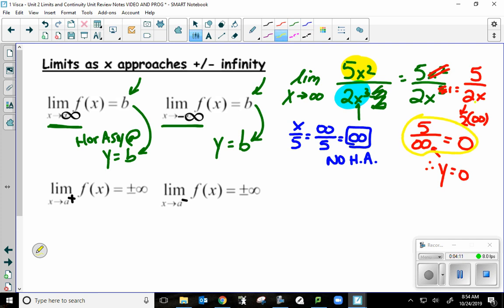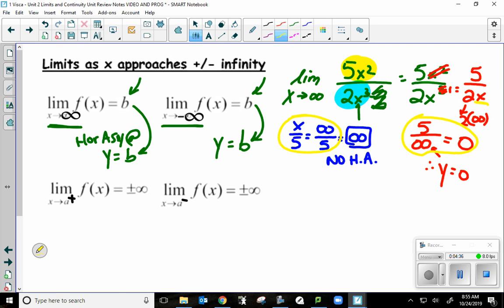I can end up with an x in the bottom and not on the top, which means the bottom would have infinity and it would grow faster, which means it would approach 0. Here's a second scenario. I would have an infinity on top and not the bottom, or a situation where the top grows faster than the bottom, which means the limit would be infinity, which means there's no horizontal asymptote.